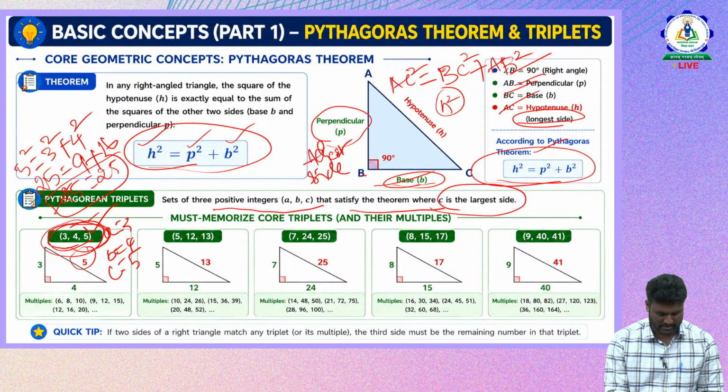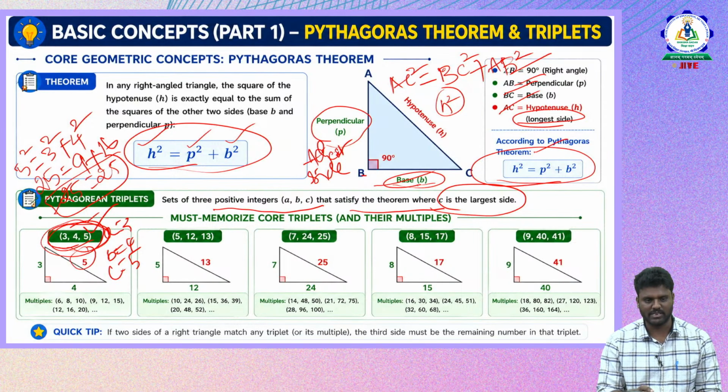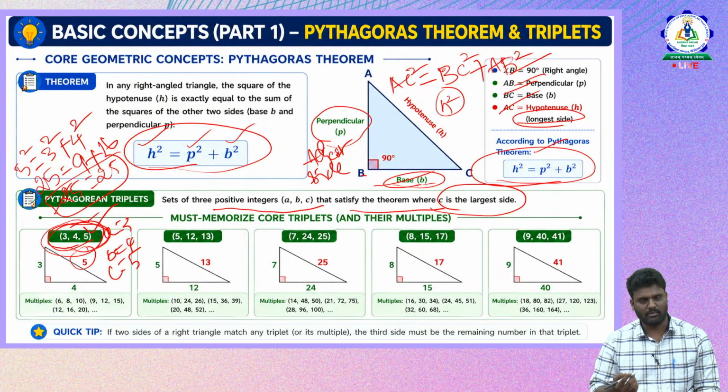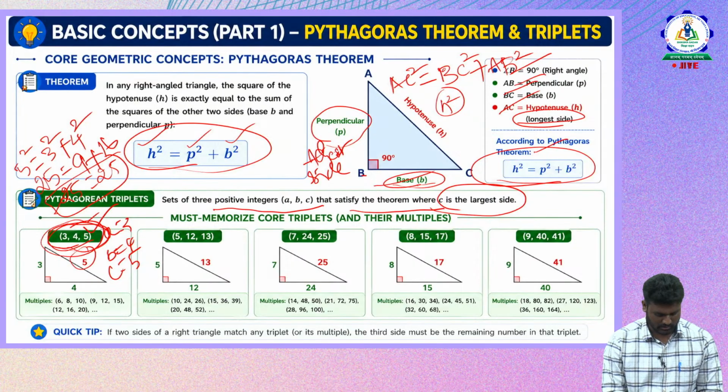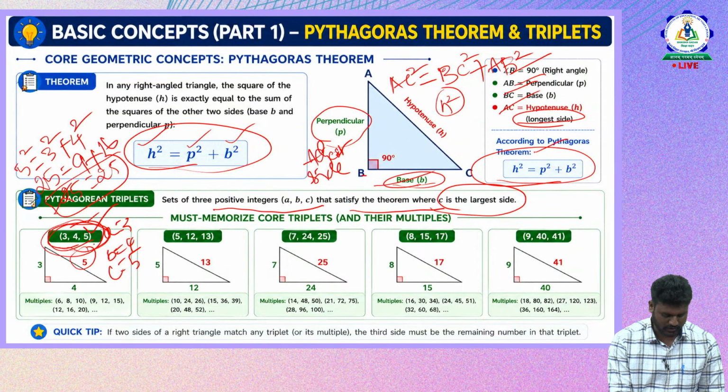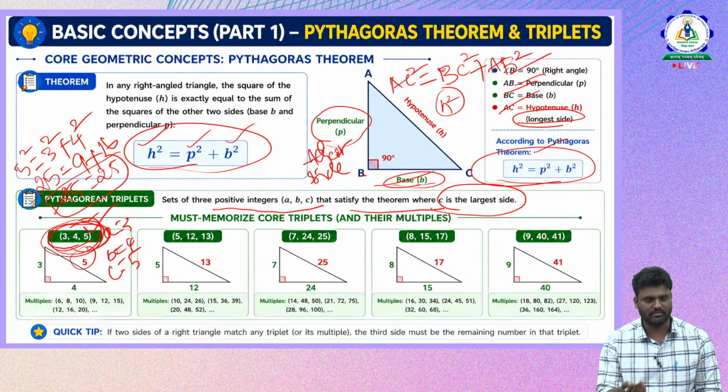So if you remember these things, without much calculation, by seeing the numbers itself, we can answer within a fraction of seconds whatever question they ask based on Pythagorean triplets. So here, when you know that these 3, 4, 5 are the Pythagorean triplet, you just remember the multiples of 3, 4, 5.